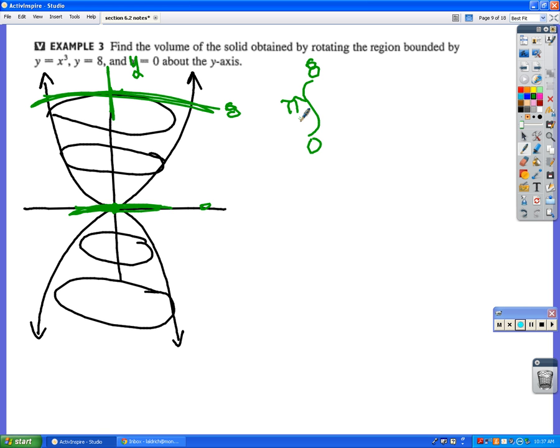And then we have to figure out what is the radius of a circle that we're rotating around. And that's the changing thing we did yesterday. Right, that's the thing we did yesterday. And so the radius is going to be defined by this function right here.